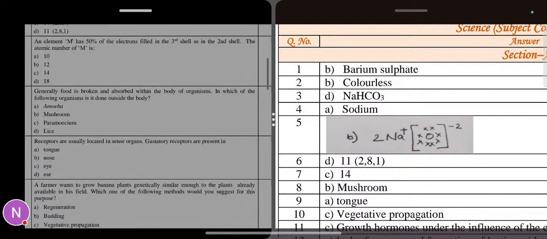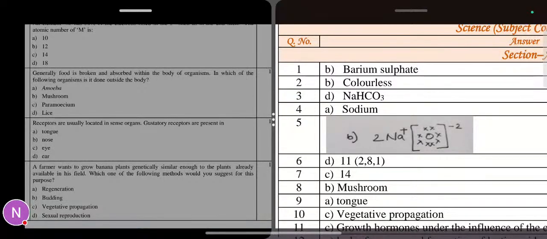In the ninth question, they have asked: receptors are usually located in sense organs. Gustatory receptors are present in the tongue, nose, eye, or ear. So it is present in option A, tongue.